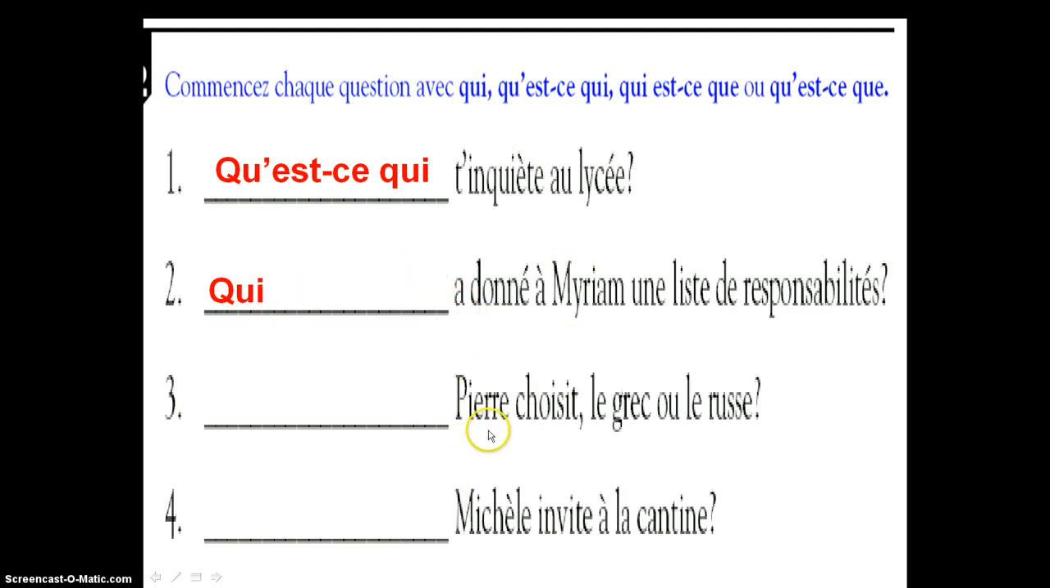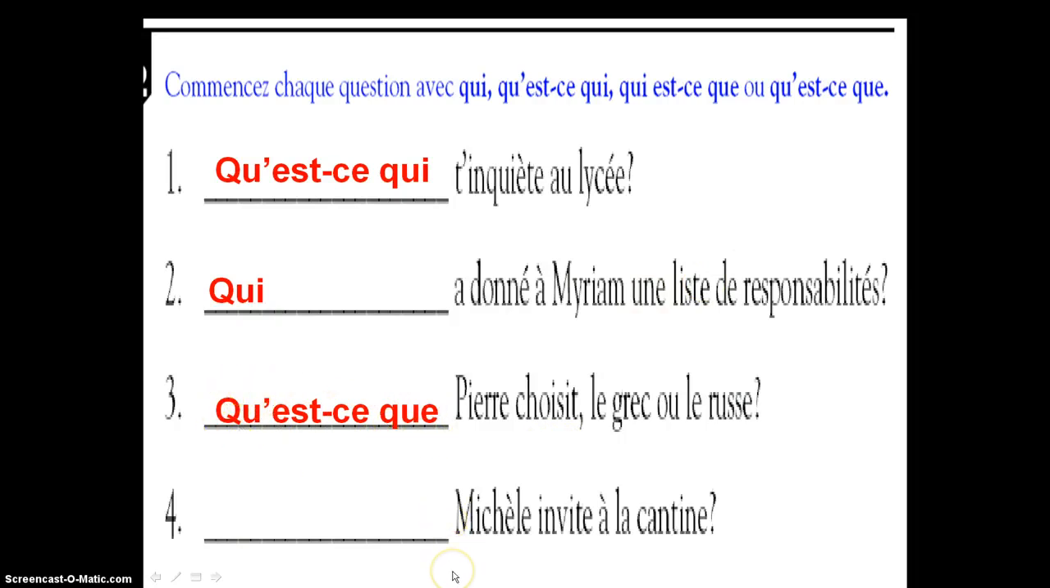Okay, "choisis le grec, le russe." So what is put up here? Choose Greek or Russian. Okay, so it's an object. But here it is the direct object. What did he choose? So what is it going to be? Hopefully you chose "qu'est-ce que," right? Because this is a direct object, and then we're talking about something.